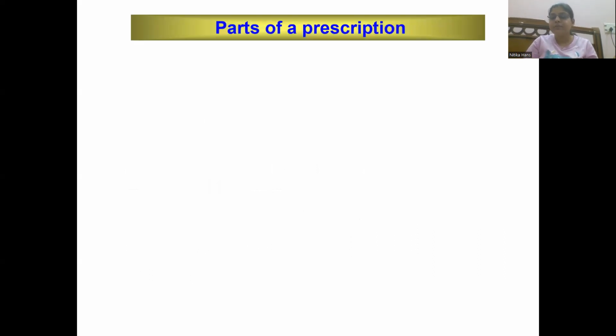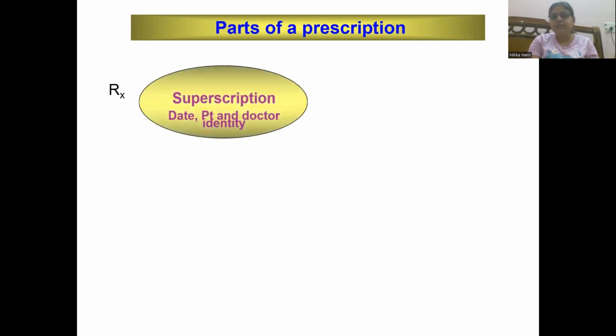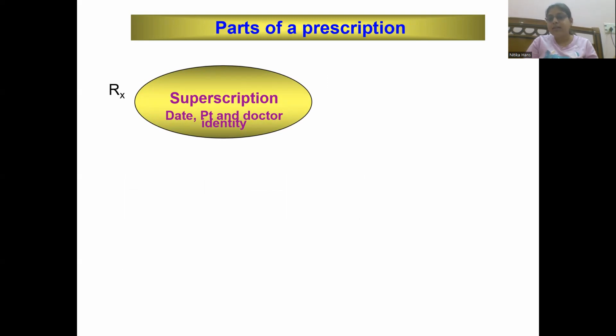So what are the parts of a prescription? First of all, the first part is the superscription, in which the doctor's identity, that is the name, the address, the registration number and the qualification of the doctor, and the date has to be specified, followed by the patient's name, age, sex, CR number, diagnosis and address. All of this is specified in the superscription, followed by the symbol Rx, that is, what to give.